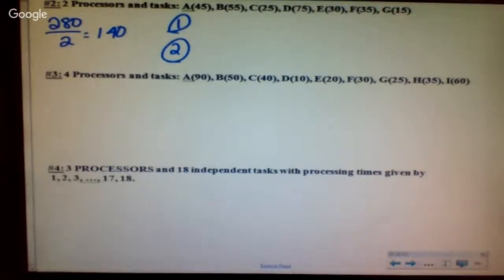What can I put together to give me 140? This one's kind of hard because you've got the 45, 55. It's not quite as easy to add these ones together and get what you want. I'm so close. B, C, E, and F. B, C, E, and F.